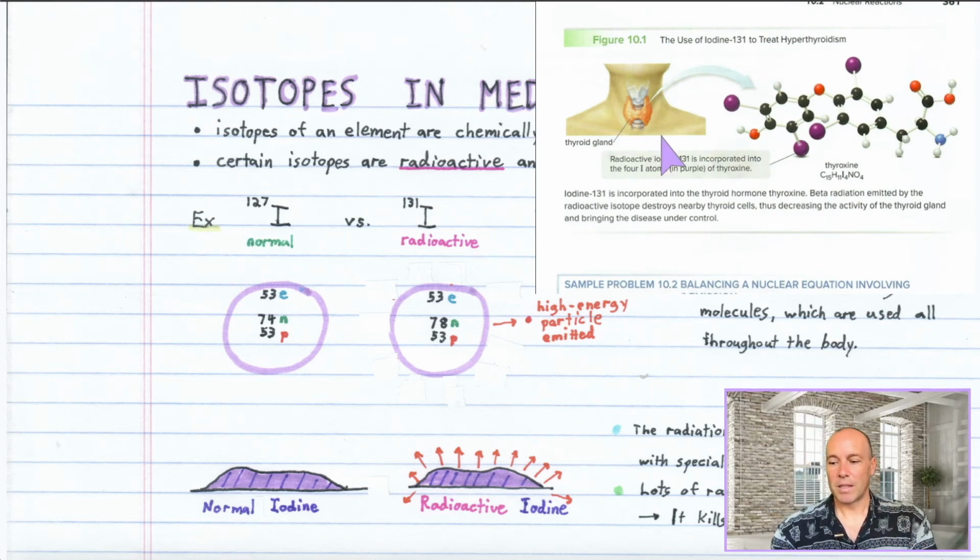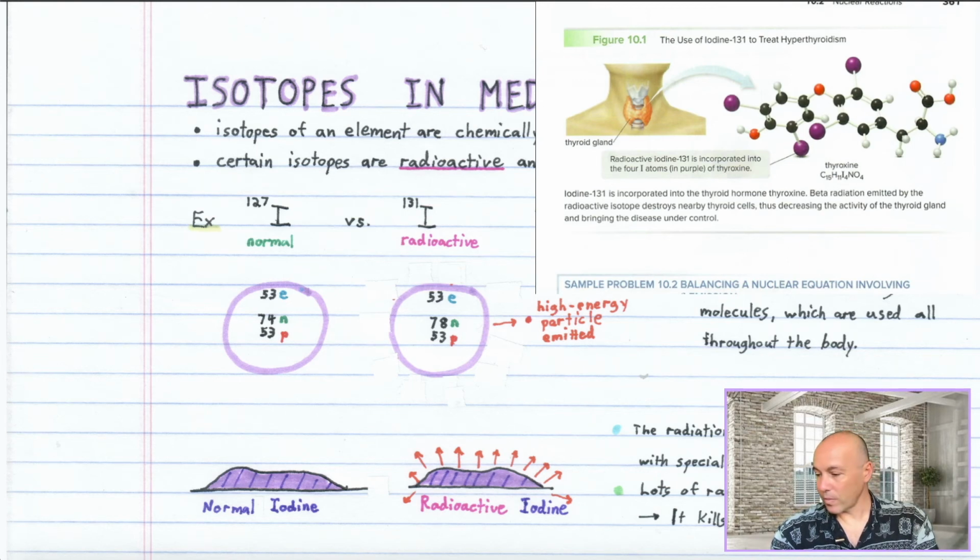So the thyroid gland is very important. You need a healthy thyroid. It needs to be able to produce these hormone molecules on time in order for the body to be healthy.